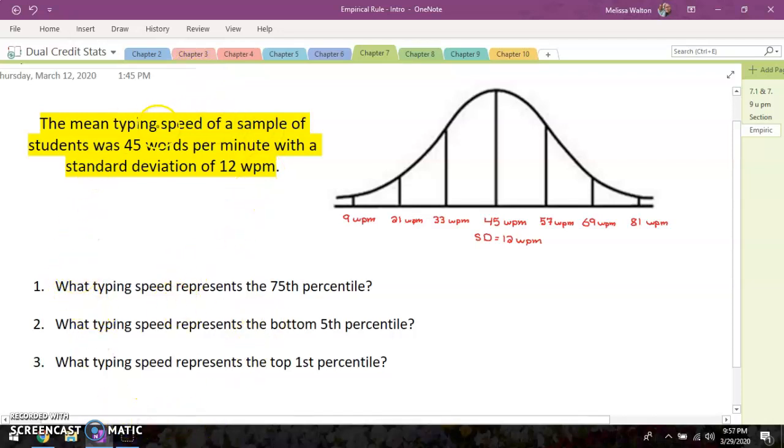We have the same problem, the mean typing speed, and I want to know what typing speed represents the 75th percentile. What typing speed represents the 75th percentile? Well, I can kind of judge here. If you were perfectly at 45 words per minute, that means you're in the 45th percentile. And let's just remember what percentiles actually mean.